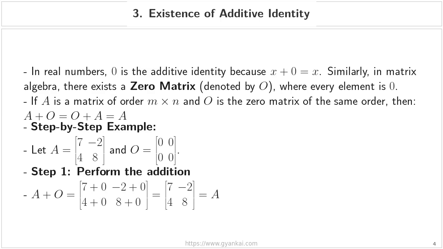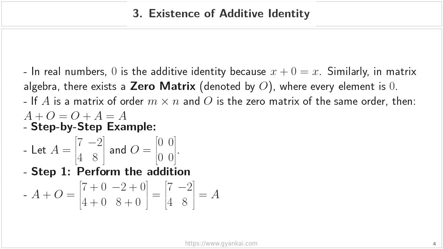Let us look at a step-by-step example to illustrate this. Suppose we have a 2 by 2 matrix A consisting of 7 and -2 in the first row and 4 and 8 in the second row. We will pair this with a 2 by 2 zero matrix O, where all the entries are 0. To perform the addition, we add the corresponding elements from each matrix. 7 plus 0 is 7, -2 plus 0 is -2, 4 plus 0 is 4, and 8 plus 0 is 8. As you can see, the resulting matrix is exactly the same as our original matrix. This confirms that the zero matrix acts as the identity element for matrix addition.